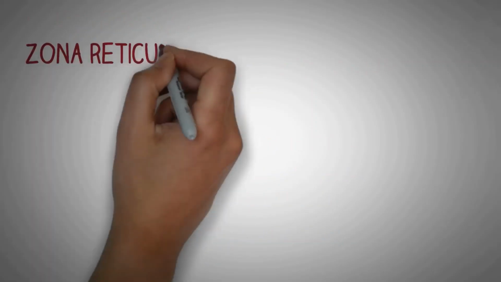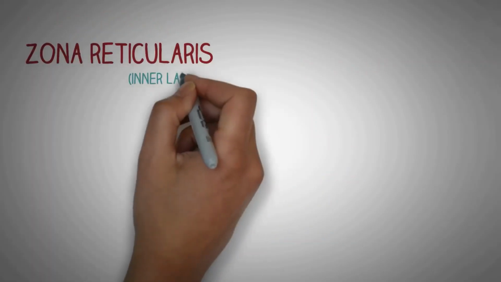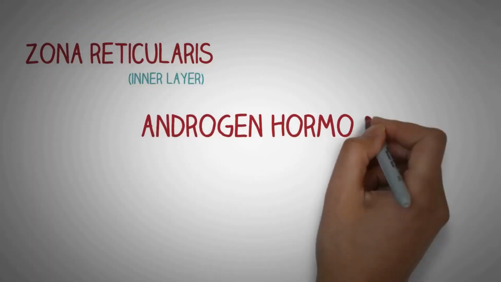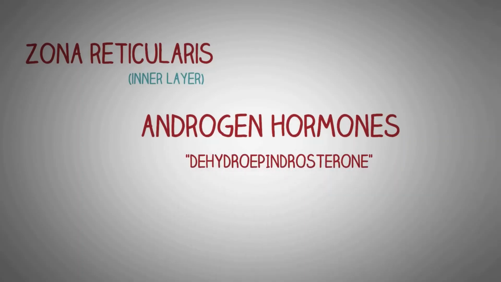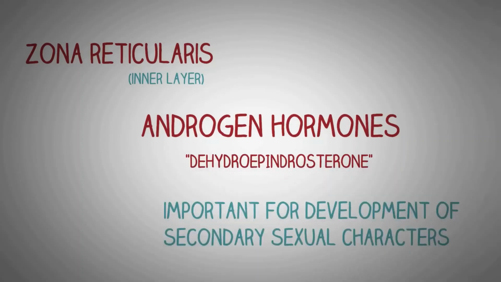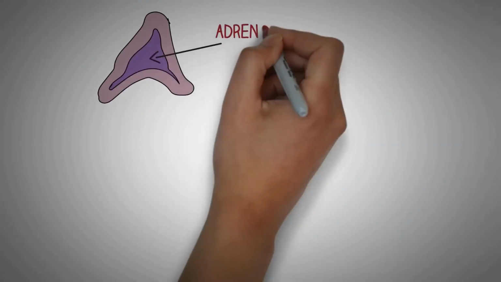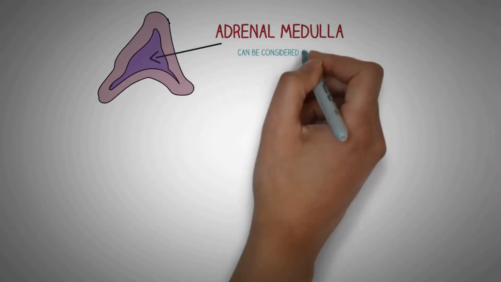The innermost layer is the zona reticularis, which secretes androgenic hormones like dehydroepiandrosterone, which are important for the development of secondary sexual characters.